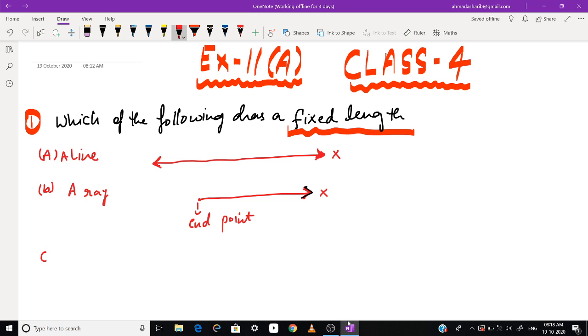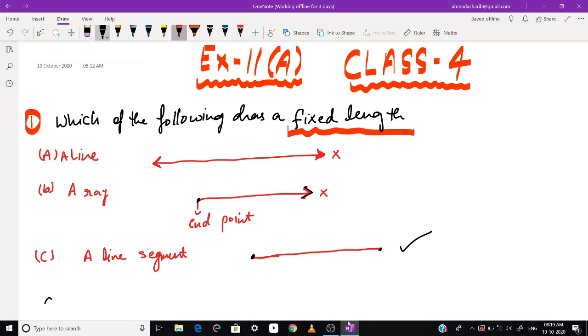Now option C is a line segment. Let us understand what a line segment is. A line segment is denoted by a simple line. It doesn't have any arrow at either end. It has two end points, for example, this is the first end point and this is the other end point. While a ray has only one end point, a line segment has two end points. So a line segment has a fixed length. This is the right option.